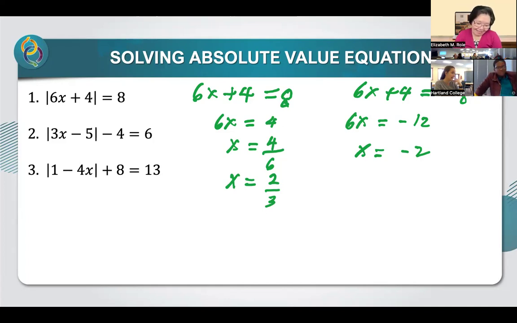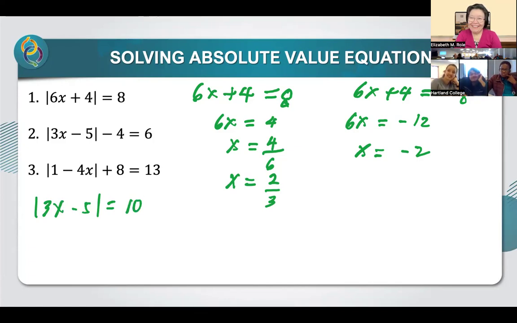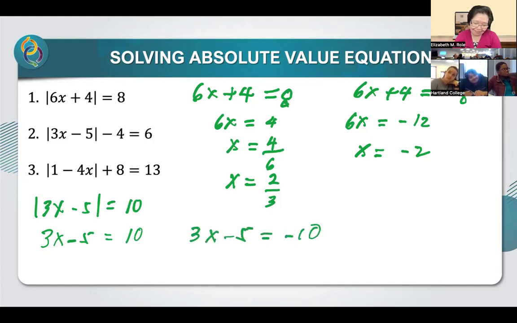So of course you transform that to the absolute value of 3x minus 5 is equal to 10, right? For number 2. So you say 3x minus 5 is equal to 10. The other one is 3x minus 5 is equal to minus 10, right?